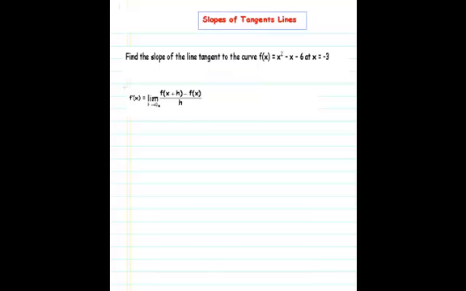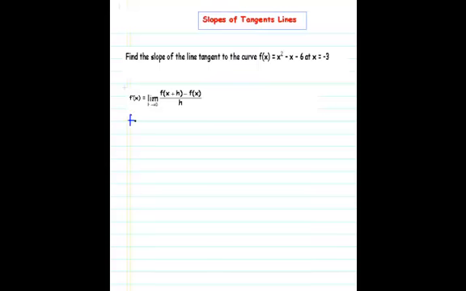And because we are talking about a tangent line, we want our h value, the distance between those 2 points, to be infinitely close to 0. So we're going to apply this definition of a derivative, which is the slope of a tangent line, to the curve that we are interested in. So what we're going to do is go ahead and calculate this derivative.